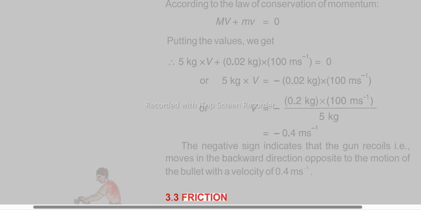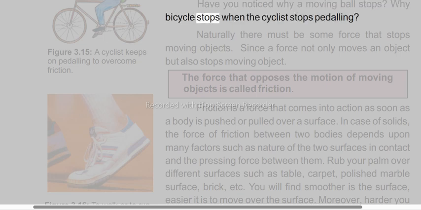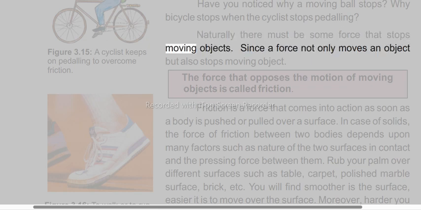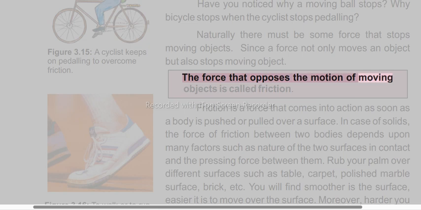3.3 Friction. Have you noticed why a moving ball stops? Why does a bicycle stop when the cyclist stops pedaling? Naturally, there must be some force that stops moving objects, since a force not only moves an object, but also stops a moving object. The force that opposes the motion of moving objects is called friction.